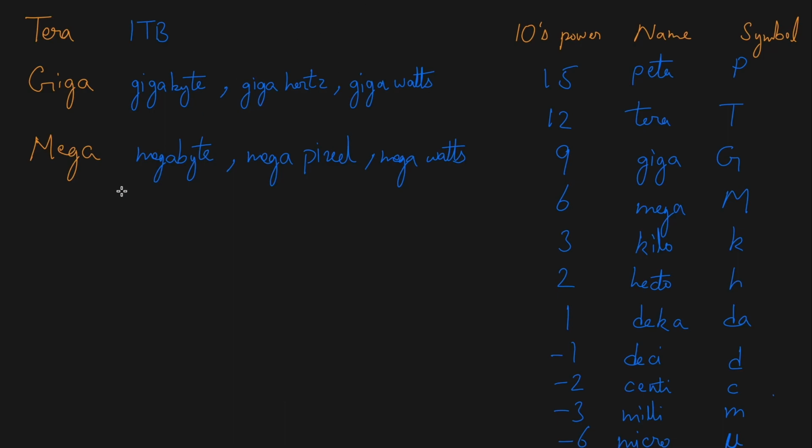Mega, its tens exponent is 6, giga's tens exponent is 9. Sorry, as I'm explaining to you, you can also look at the right side and you can see the tens exponent if I happen to forget to talk about it.